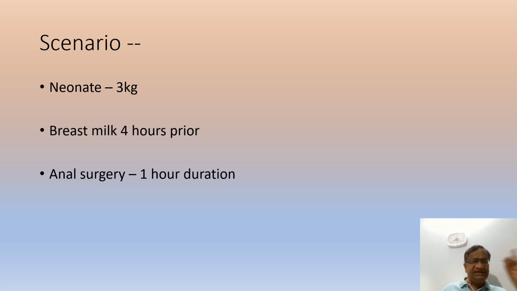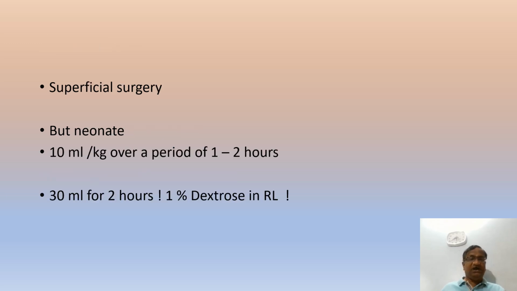Now, if you have a 3 kg neonate, anal surgery, 1 hour duration, breast milk only 4 hours prior. Because we are dealing with a neonate, though it is a superficial surgery, you may need to give 10 ml per kg over a period of 1 to 2 hours, or 30 ml over 2 hours, of 1% dextrose in oral. 100 ml oral, put 4 ml of 25% dextrose. Now you have a 1% dextrose solution in oral. Give 30 ml of it in 24 hours.